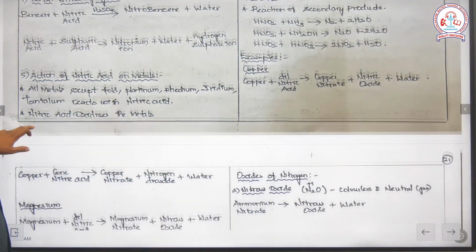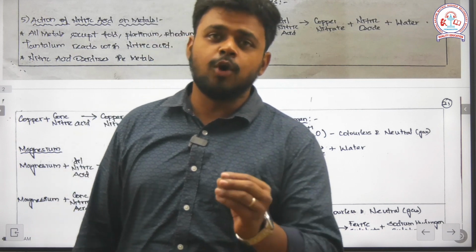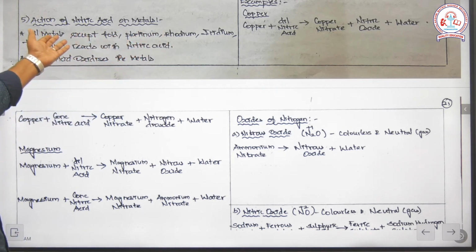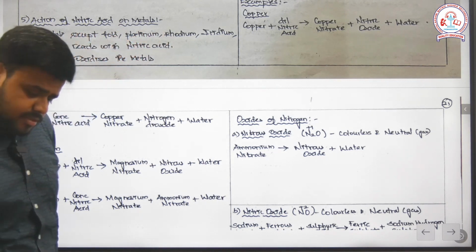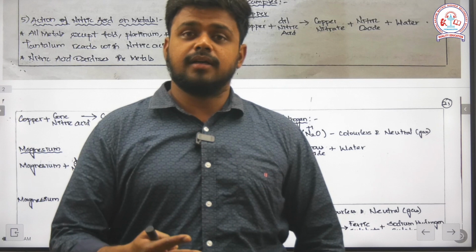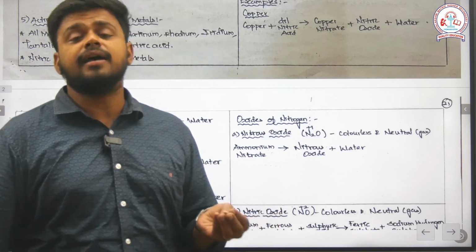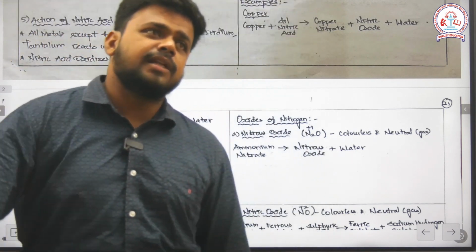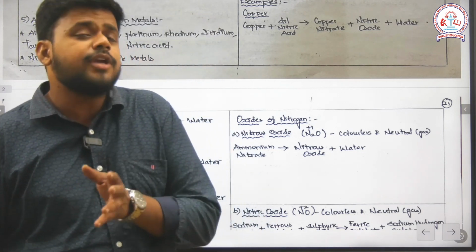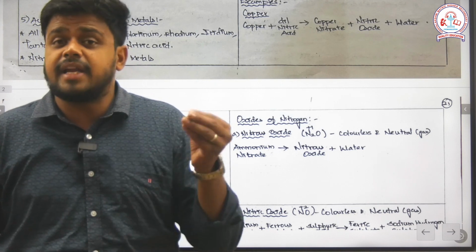Next one, action of nitric acid with the metals. See, mostly nitric acid will not react with noble metals like platinum, gold, iridium, rhodium and tantalum, all these metals. But it has a tendency to oxidize certain metals like magnesium, zinc, and copper; these kinds of metal get oxidized easily by nitric acid. There are certain metals like aluminium, chromium, etc. They can be oxidized by nitric acid, but during oxidation, the very first layer forms the oxide. Once it forms an oxide, it will not react with the nitric acid directly.